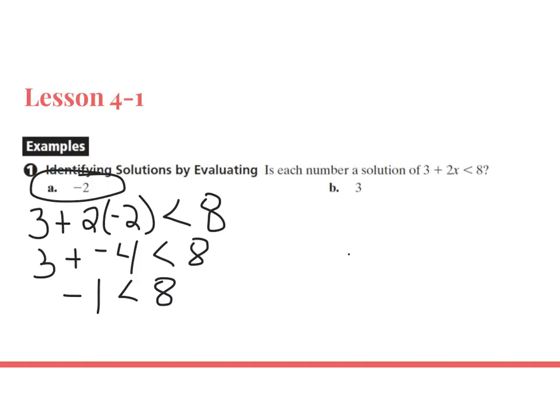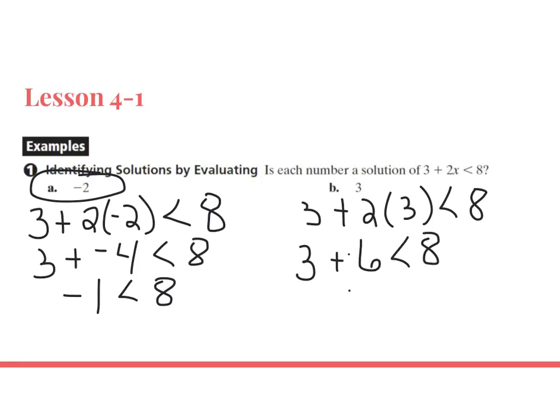Now if we plug in 3, 3 plus 2 times 3 is less than 8. Again, if we compute 3 plus 2 times 3, which is 6, we end up getting 9 is less than 8, and that is not true. So therefore, this is not a solution to this inequality.